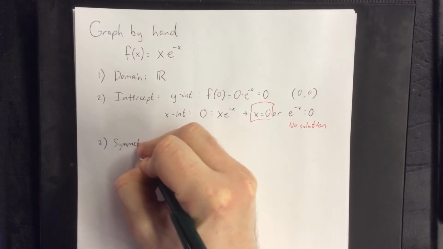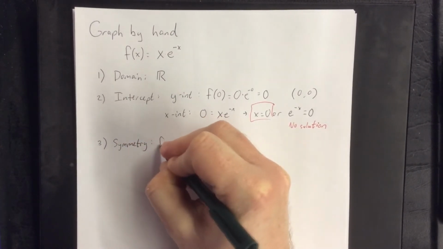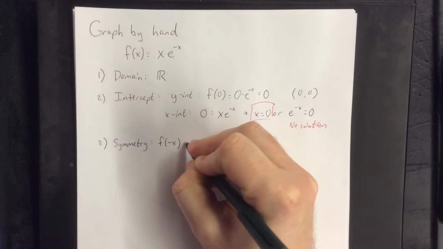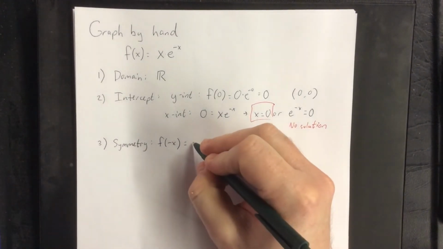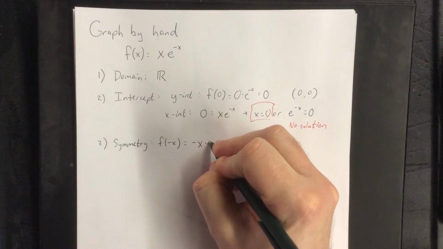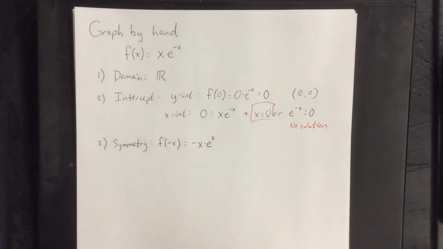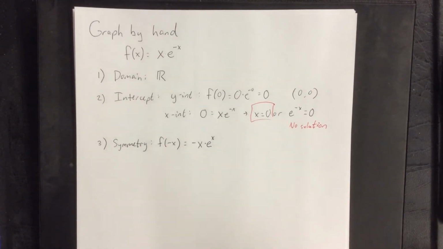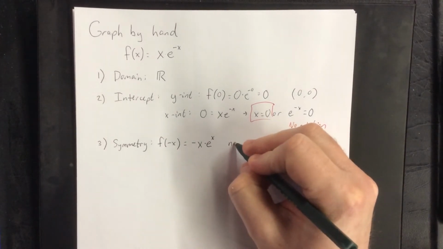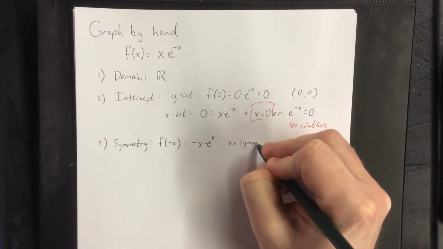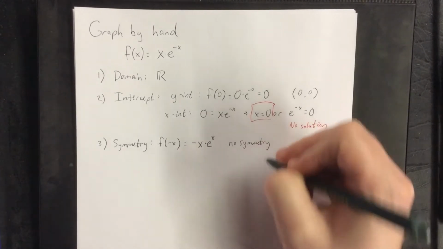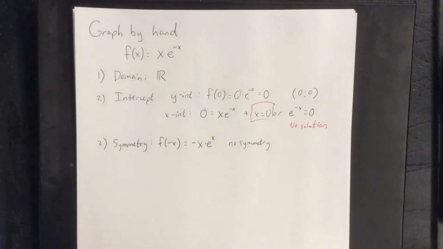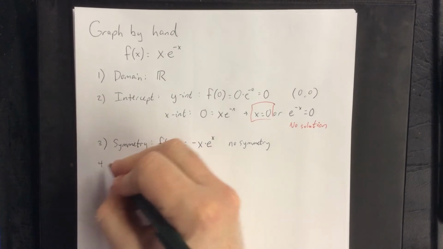For purposes of symmetry, we are going to evaluate f of negative x. f of negative x is going to be equal to negative x times e raised to the x. Now, because that changes the e to the negative x into e to the x, that is why this is going to have no symmetry. This test changed it from an exponential decay function to an exponential growth function, and that's no good.